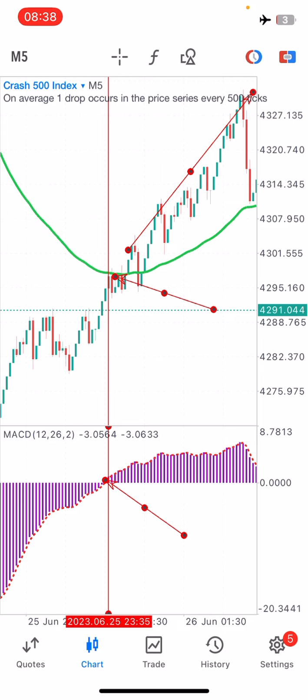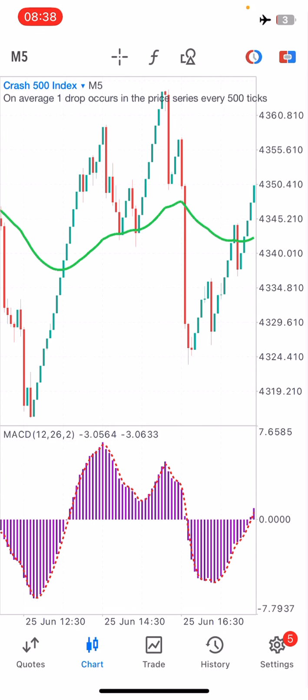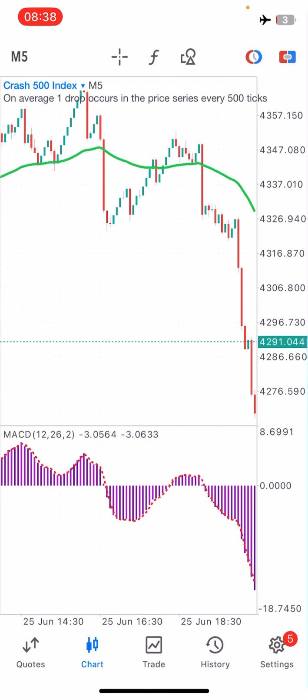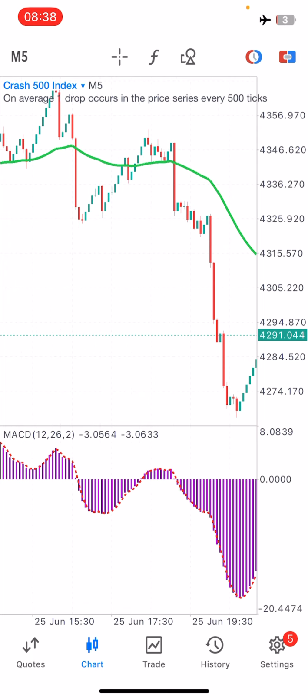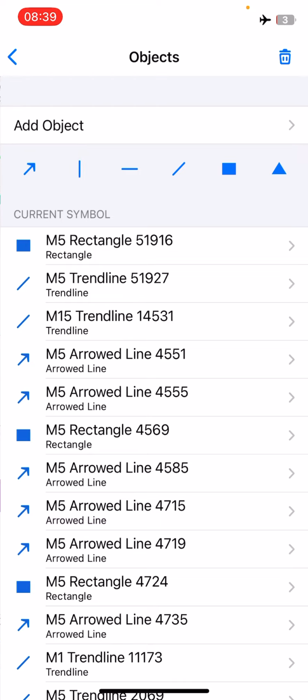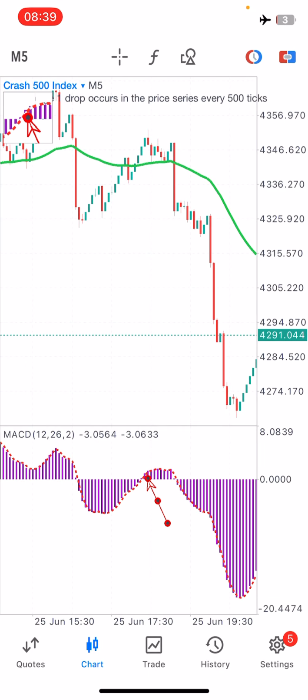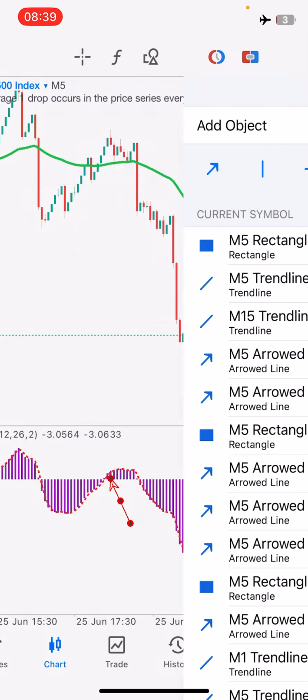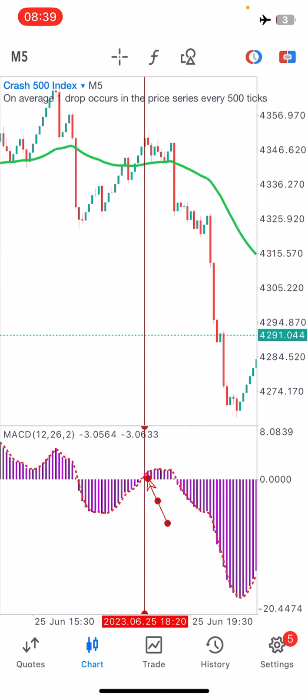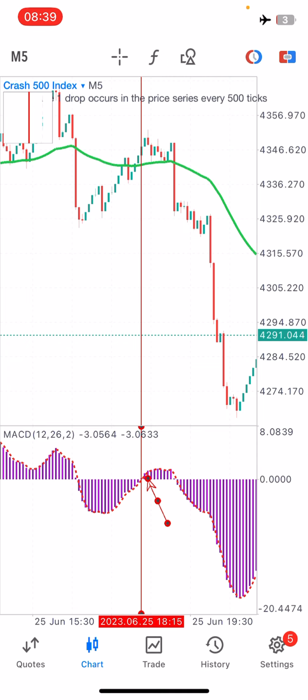Okay, let's take a look at another example and see if this is true. Now I want you to see something here. We did have our MACD here, and let me just mark. We did have.